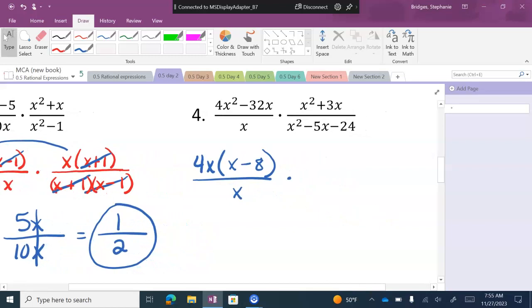Numerator of the second fraction, x squared plus 3x. Again, we start with a GCF. Do they have anything in common? They have an x, so we're going to pull that out. And what would be left?